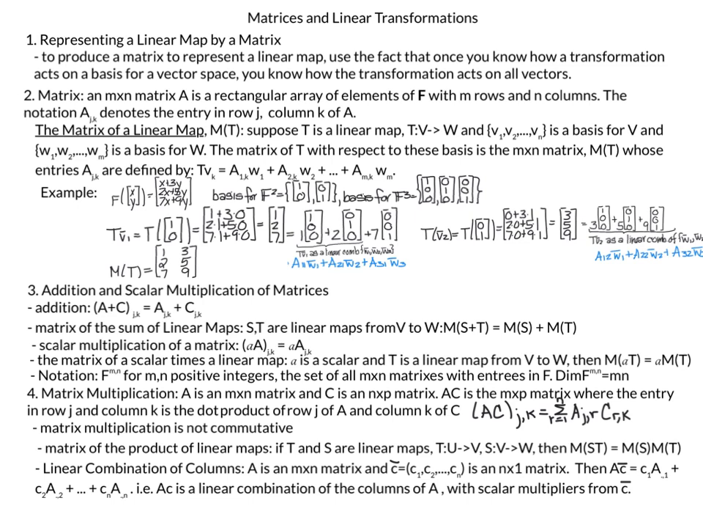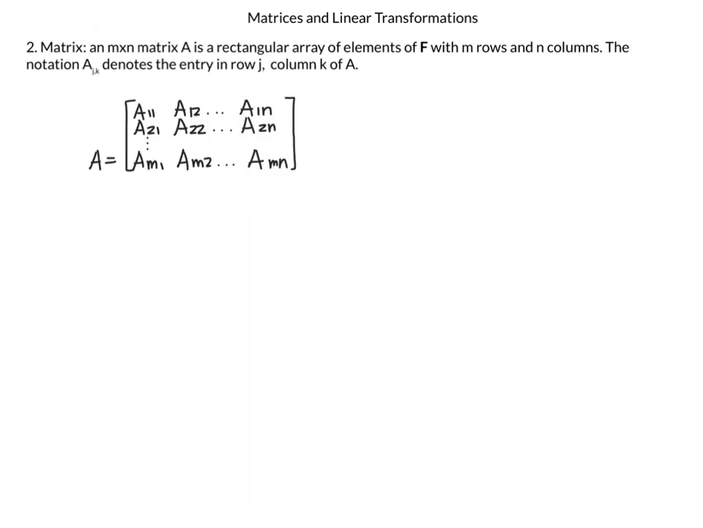That wraps up our overview, so we can go back and start on representing linear maps with a matrix. We will start with the definition of a matrix. So an M by N matrix A is a rectangular array of elements of F, so either real numbers or complex numbers, with M rows. So you can see we have row 1, row 2, row 3, all the way up to row M, and N columns. So you can see we have column 1, column 2, column 3, all the way up to column N. The notation A sub jk denotes the entry in row J and column K of our matrix A.